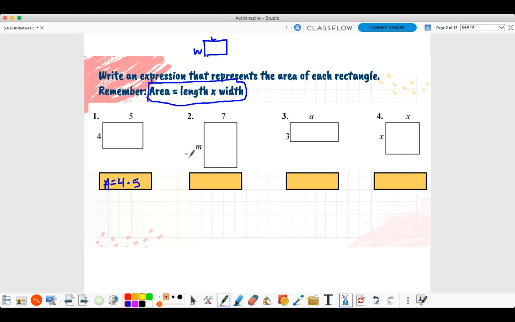For number 2, same idea, length times width. So this is just going to be area is 7 times m or 7m. And in this one, it's going to be area is equal to 3a or 3 times a. Same thing. Just going to ignore this one just because you haven't done exponent rules for variables, so just going to ignore that.